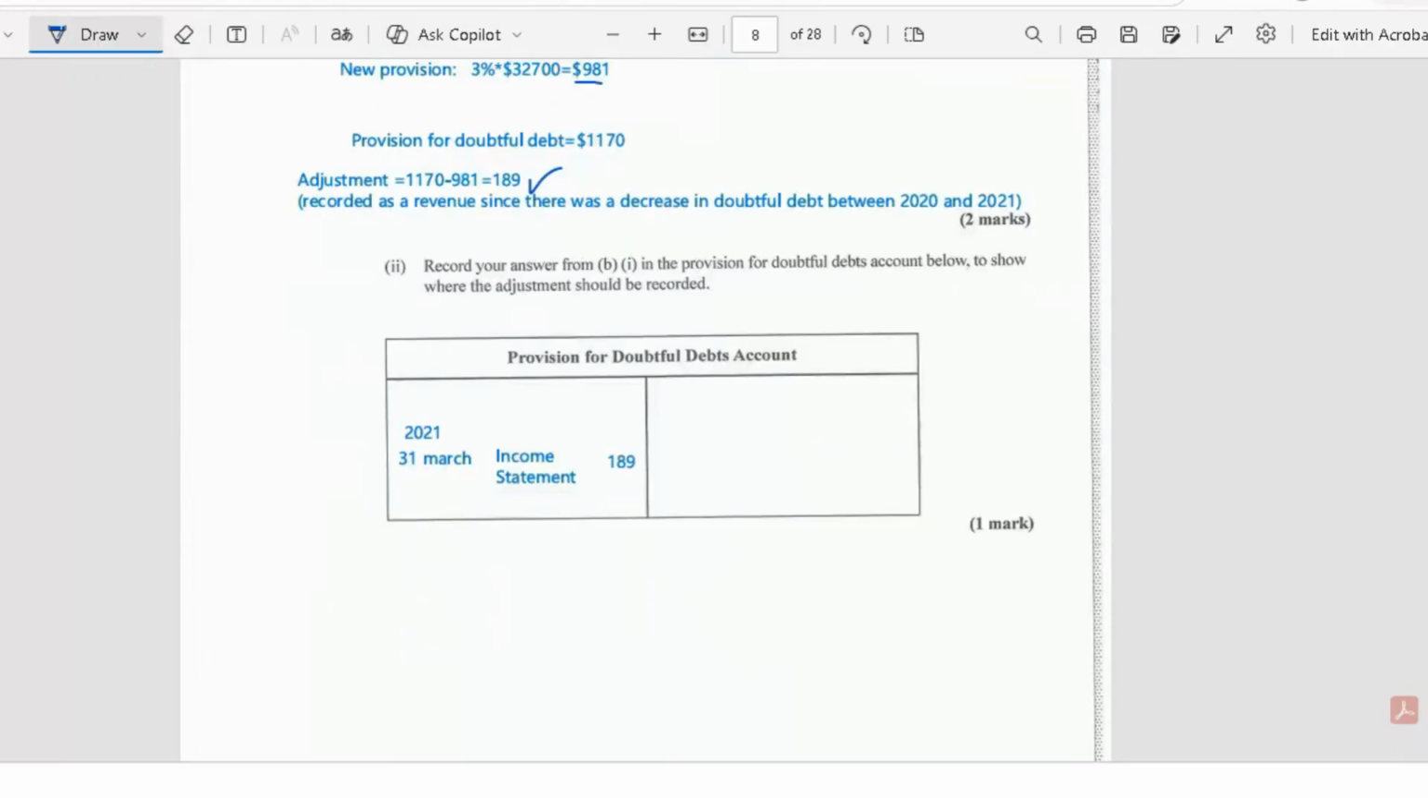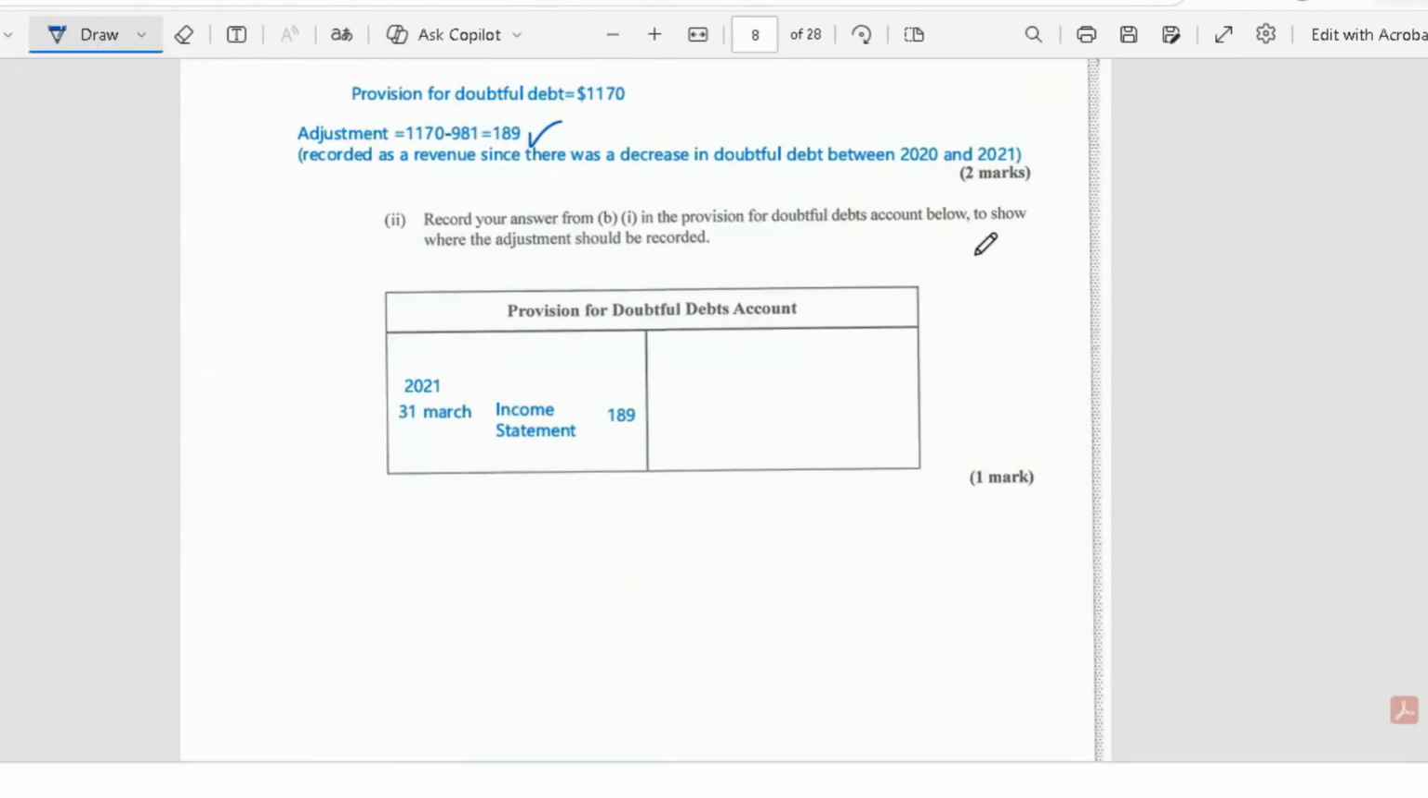Then it says record your answer from B in the provision for doubtful debt account. So this is usually your debit side for your provision for doubtful debt account, and this is your credit side. Now, when you're reducing your provision for doubtful debt account, we debit it. So here we're going to have the 21, which is the year, the 31st of March. The income statement would be the details of the profit and loss account, whichever one you choose to put, and the 189 would be the amount.